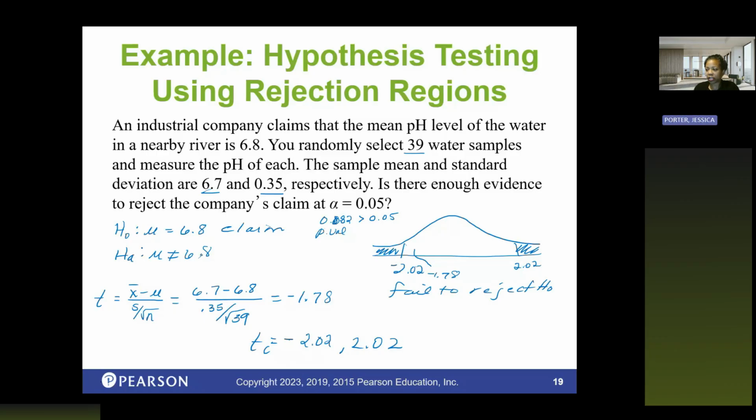So you know what tail it is from the alternative hypothesis? The question was, how do you know which tail it is again? So if it's not equal to, it's going to be a two-tailed test. If the alternative hypothesis has a less than symbol, this is a left tail test. And if the alternative hypothesis has a greater than symbol, that's going to be a right tail test.